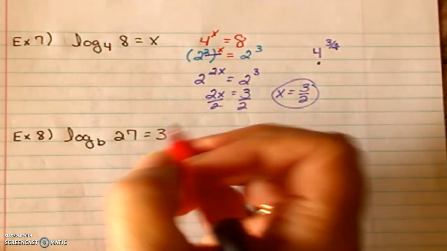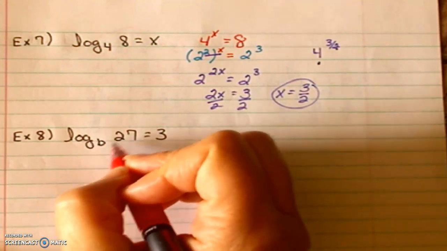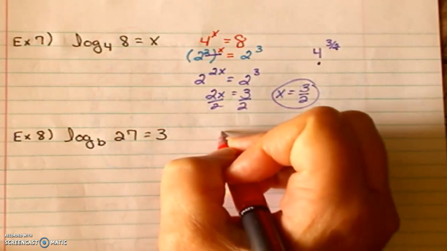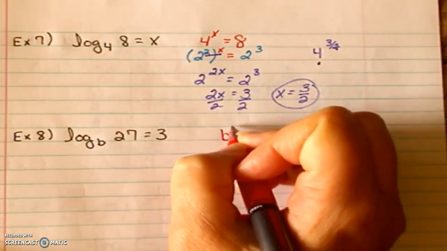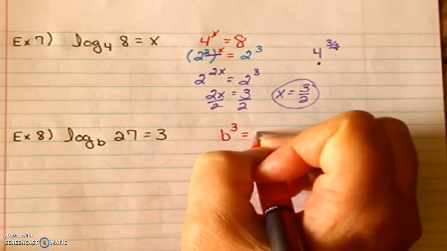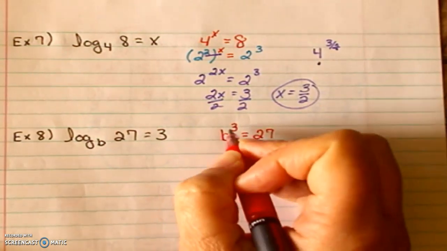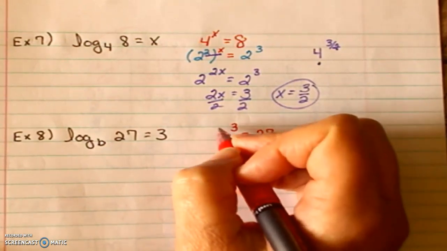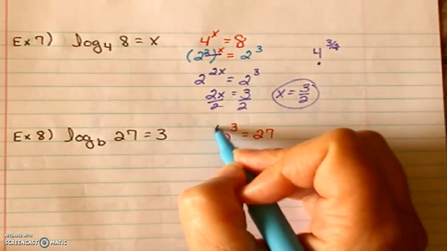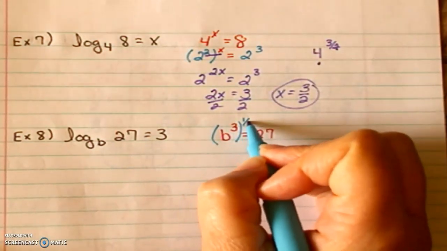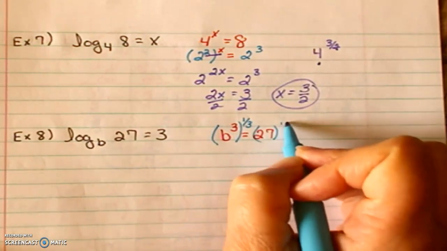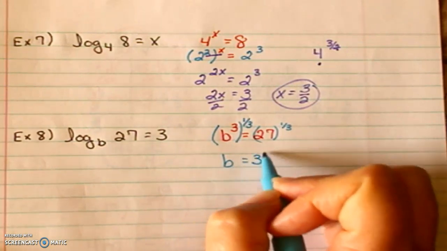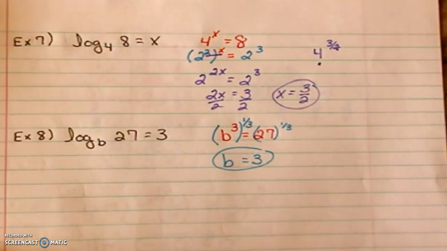Let's look at this next example. Example 8. We have log base b of 27 is equal to 3. So changing it into exponential format, your base is b, the exponent is 3, and the answer is 27. Some of you already know that 3 to the third is 27. If you wanted to, we could raise both sides to the reciprocal power, and the cube root of 27 is 3. So your answer is 3.